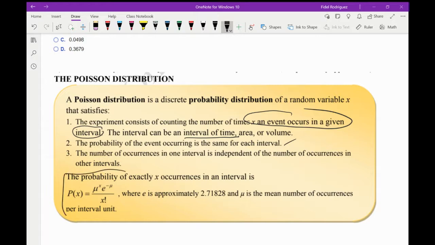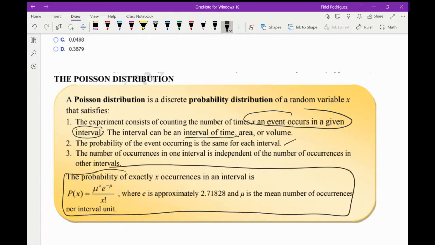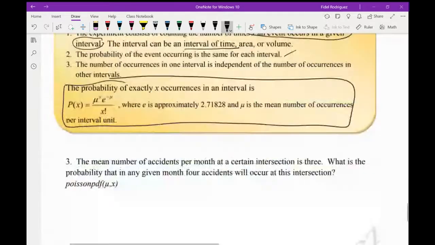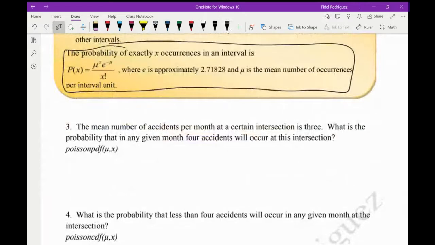And then they do give me a formula here, okay? But instead of using the formula, I'm going to use my calculator because it's going to be that much easier. Look at this particular problem that I copied directly from my notes. The mean number of accidents per month at a certain intersection is 3. What is the probability that in any given month 4 accidents will occur at this intersection? So we're looking for the probability that exactly 4 is going to happen.